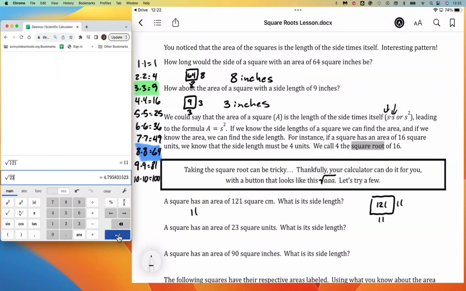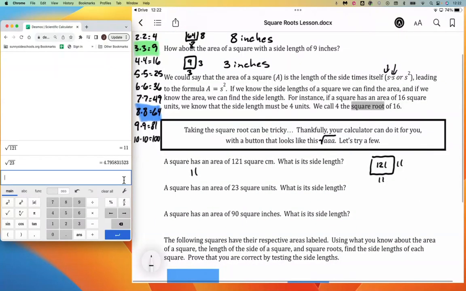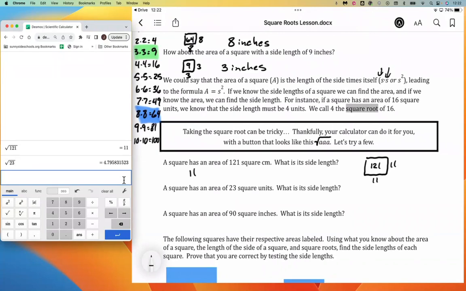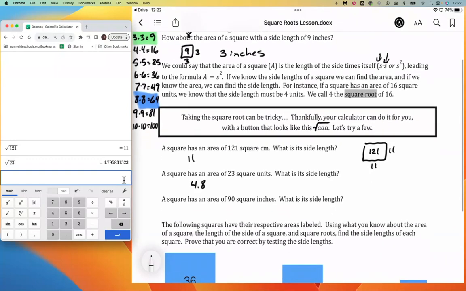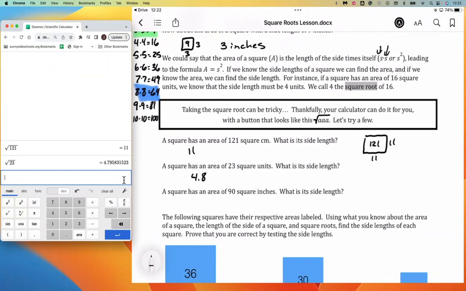So I put square root of 23, I get 4.795, etc. I'm only going to go to 2 decimal places. In this case, it's going to round to 4.8, because that 9 is going to turn into a 0 because of the 5 after it, and then that's going to round that 7 up to an 8. So again, let's just run through that. This square had an area of 23. Its side length is going to be about 4.8 inches by about 4.8 inches.